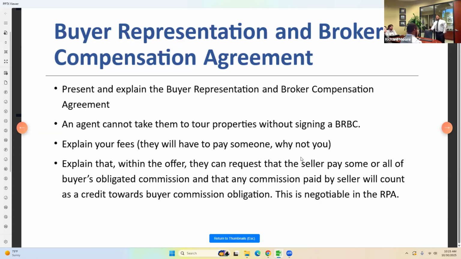But you also want to let them know that you can negotiate that into the contract, that the seller pays for the commission. And that's newer. So a lot of the buyers or sellers that have bought something or sold something in the past probably don't know that. It was all over the news, but I don't think they explained it.